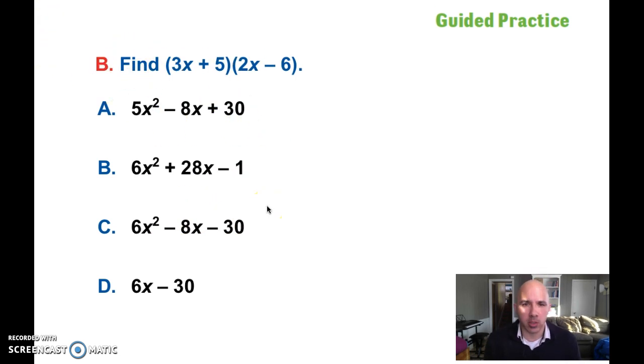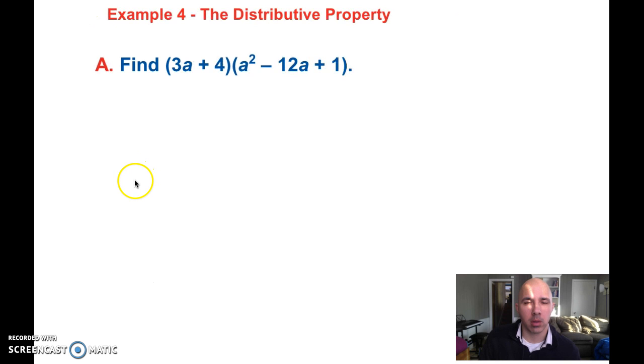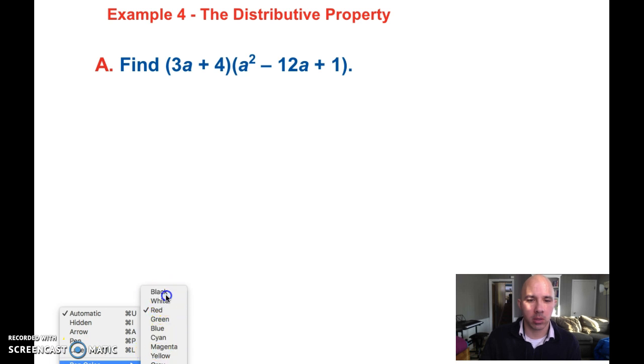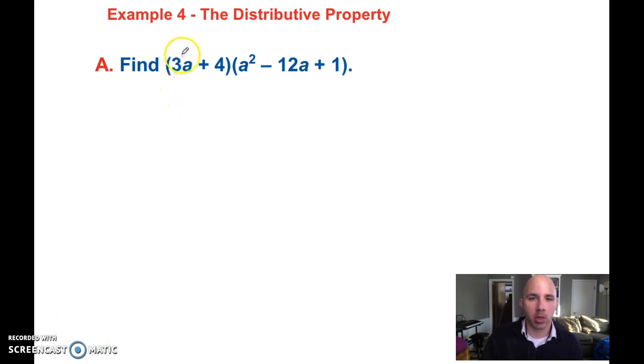All right, this is your last question here. Multiply these two binomials. Last example here on this video. We're going to go ahead and multiply a binomial times a trinomial. So let's go ahead. It's going to take a little bit of work here. Let's go black. And what we want to do is we want to multiply 3a to each term.